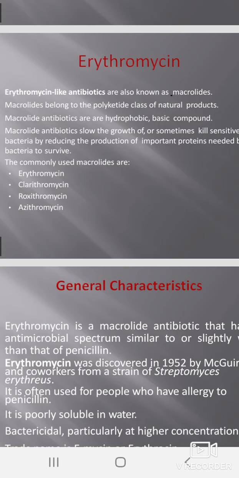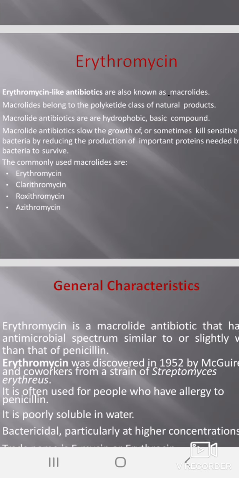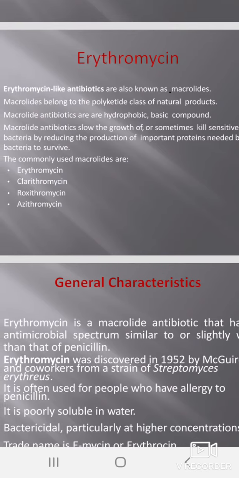Erythromycin, like other such antibiotics, is also known as a macrolide. Macrolides belong to the polyketide class of natural products. Macrolide antibiotics are hydrophobic basic compounds. They slow the growth of sensitive bacteria, reducing the production of important proteins needed by the bacteria to survive. The commonly used macrolides are erythromycin, clarithromycin, roxithromycin and azithromycin.